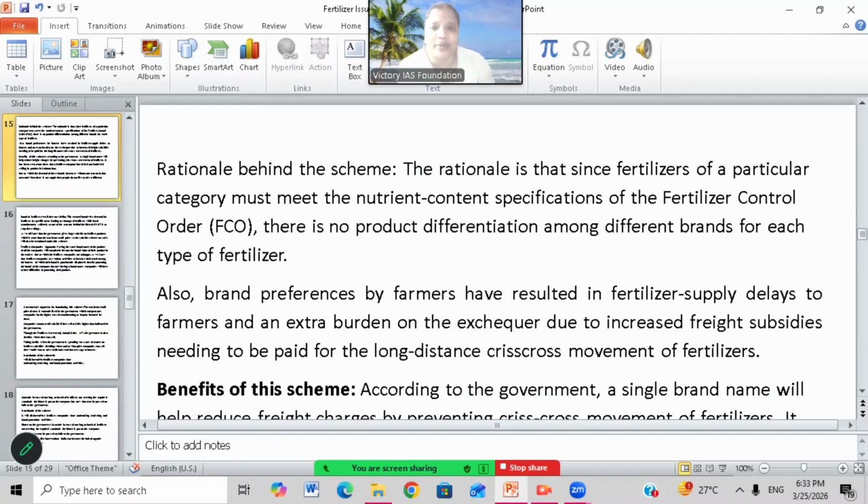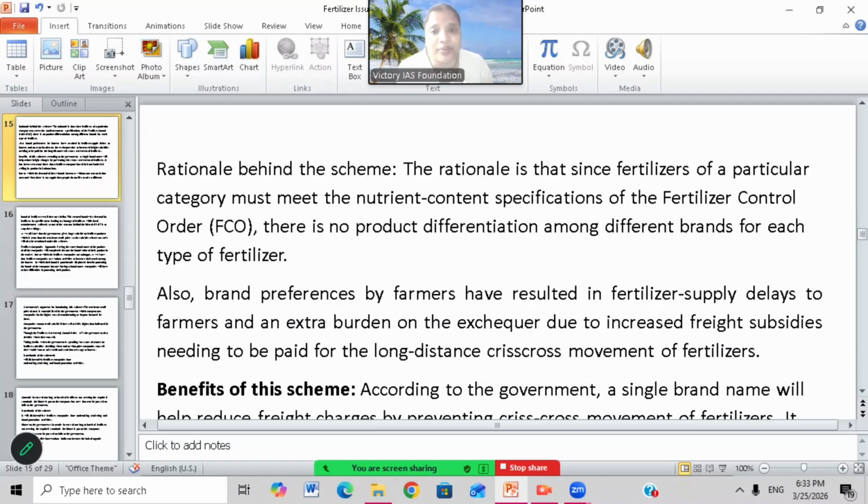So what is the objective behind this scheme? One nation, one fertilizer scheme. The rationale is that since fertilizers of one particular category must meet the nutrient content specification of the fertilizer control order, there is no product differentiation among different brands for each type of fertilizer. So the farmer must not see the brand name of the fertilizer. He must see the content in the fertilizer.